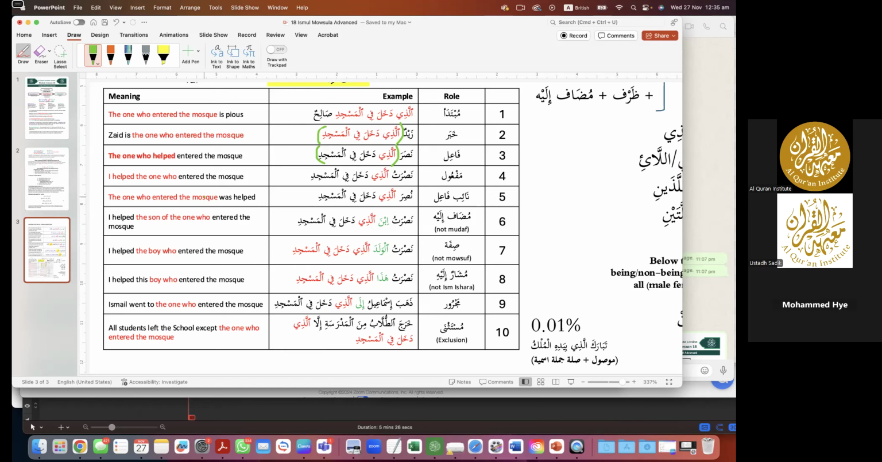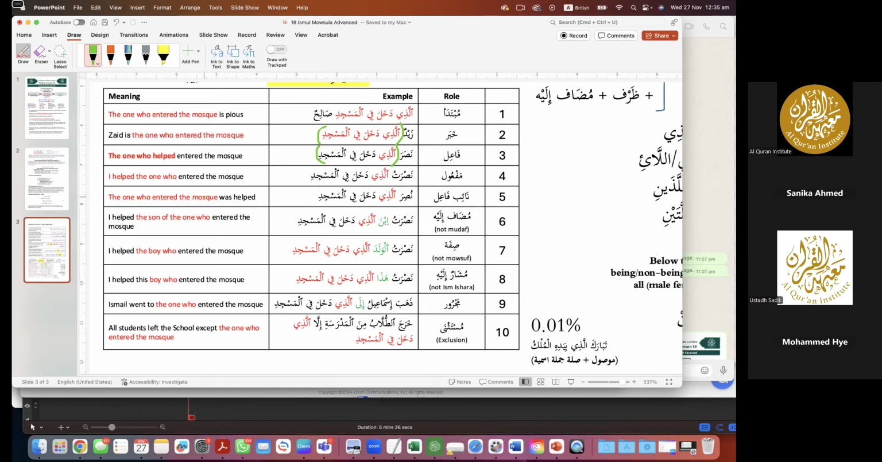Sanika, are you with me still, or have you gone to sleep now? Yes, I'm still here, alhamdulillah, but I'm shocked at all the ways it can be used. Yeah, but can you see, these are all studied, all taught, all you heard. And look at this, in one box, so many things have been brought in.